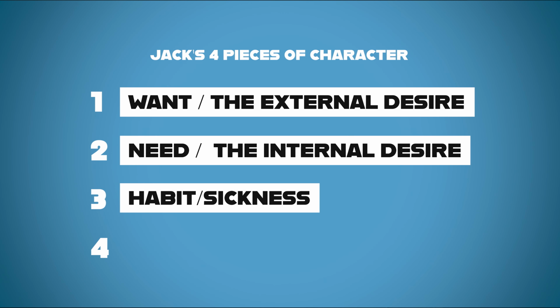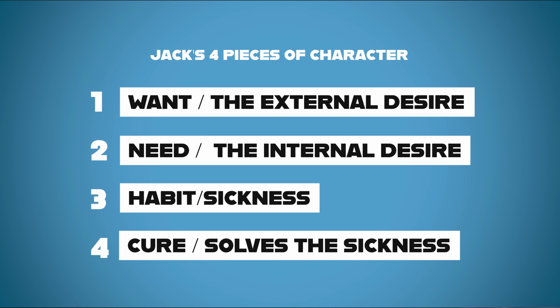Number three is habit or sickness. What is their flaw? What's the thing that's keeping them from pursuing their want and getting their need? It's the thing that they need, but not in a good way. It's the fuel for their problems, basically. And the fourth is cure, and that's why I chose sickness for habit, because the cure is basically the thing that will get them out of their rut and move them into the place of their want. And it's different from their need. Their need is fulfilled by the want, and their cure solves their sickness to get there.